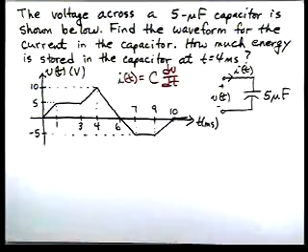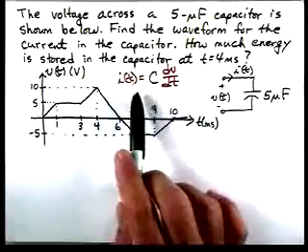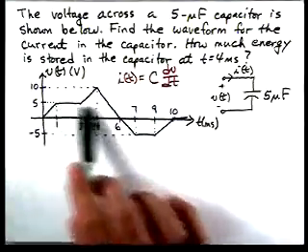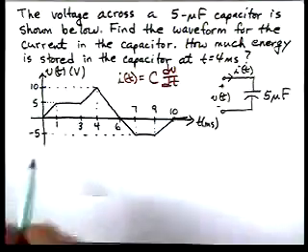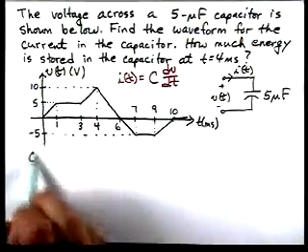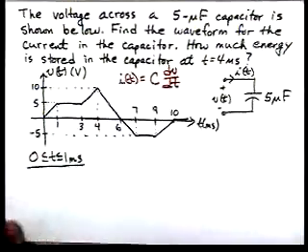Now we need to go through and find expressions for the waveform over different intervals. Then we'll be able to apply this expression to those waveforms to calculate the current. So let's start off with this first interval between 0 and 1 millisecond.